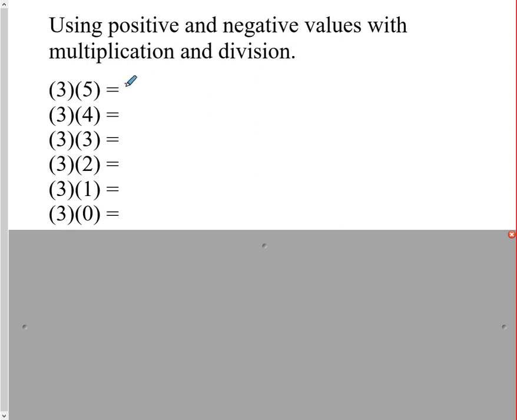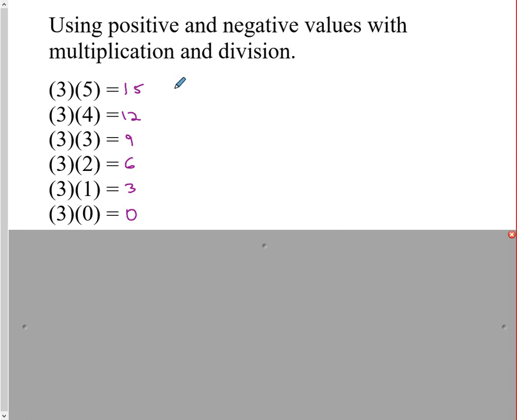So 3 times 5, that's 15. 3 times 4, that's 12. 3 times 3 is 9. 3 times 2 is 6. 3 times 1 is 3. 3 times 0 is 0. Okay, so far so good.